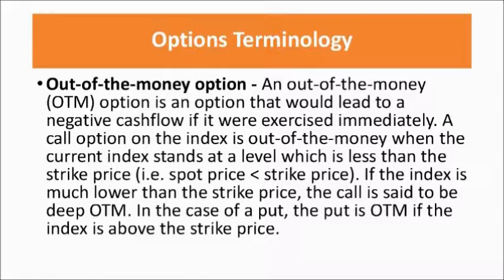So for a call option, if the spot price is less than the strike price, that means the buyer of an option is going to lose his premium. So he will remain out of the money. For example, in a put option, the spot price should be greater than the strike price. Then he is out of the money. So OTM, ATM and ITM are three ways of calling an option in a short form.